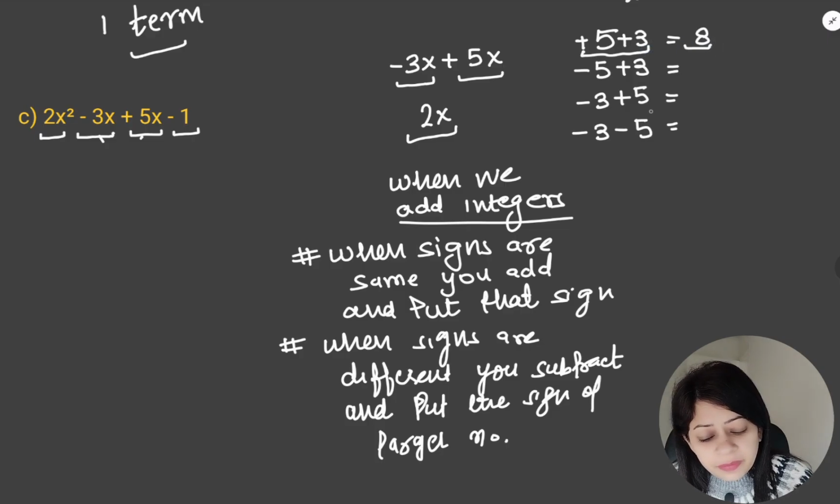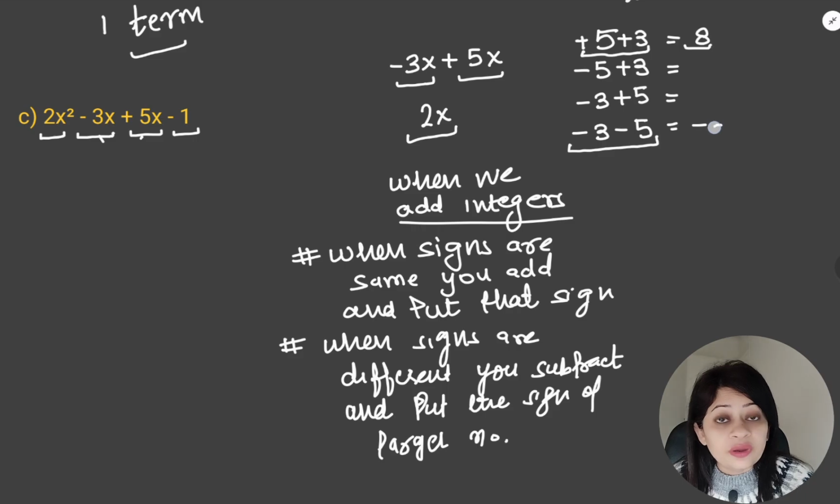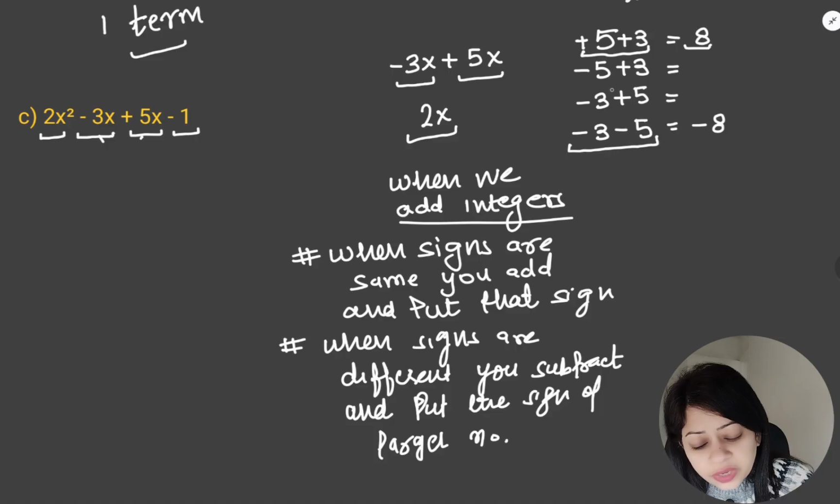If you see here, minus 3 minus 5, signs are same. 3 is negative, 5 is negative, right? It would become minus 8. Because when signs are same, what do we do? We add, right?